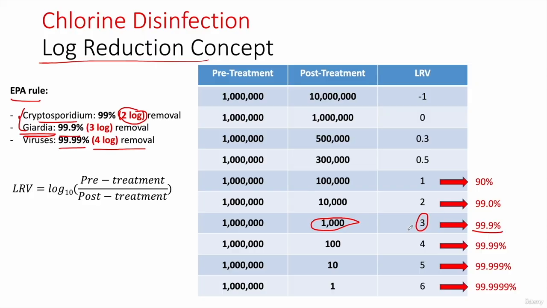How did I get this 3 value? It is actually a logarithmic 10 of 1 million over 1,000. I will get the value of 3, which corresponds to 99.9% of removal. So this is only for you to understand what it means when I say 4-log reduction of a certain pathogen. It means that I was able to remove 99.99% of this pathogen. So just for you to understand the concept.